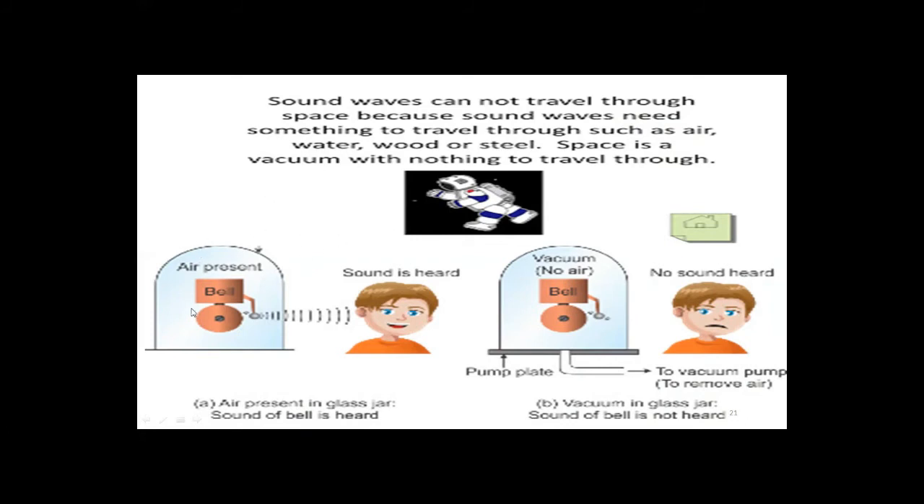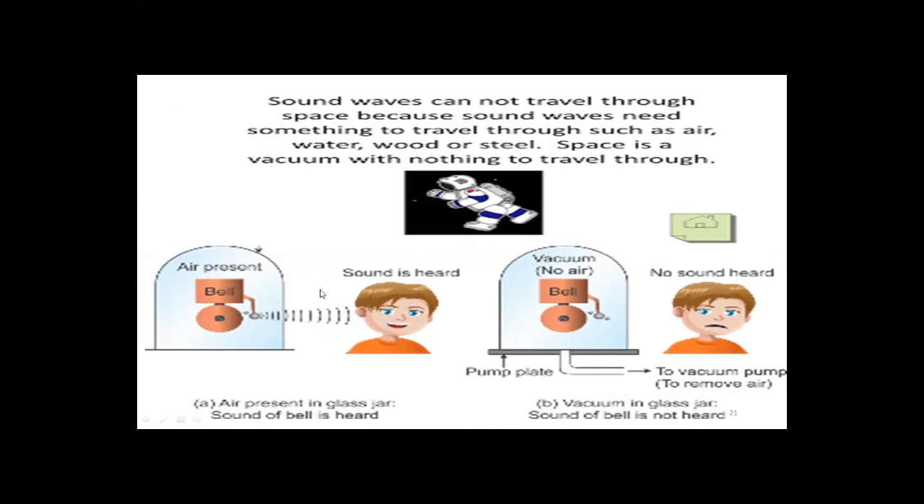This is the activity we show to make clear how we produce a vacuum. If we have two glass jars, air is present in one jar, and the second has no air. The pump removes the air, and here is the complete vacuum.